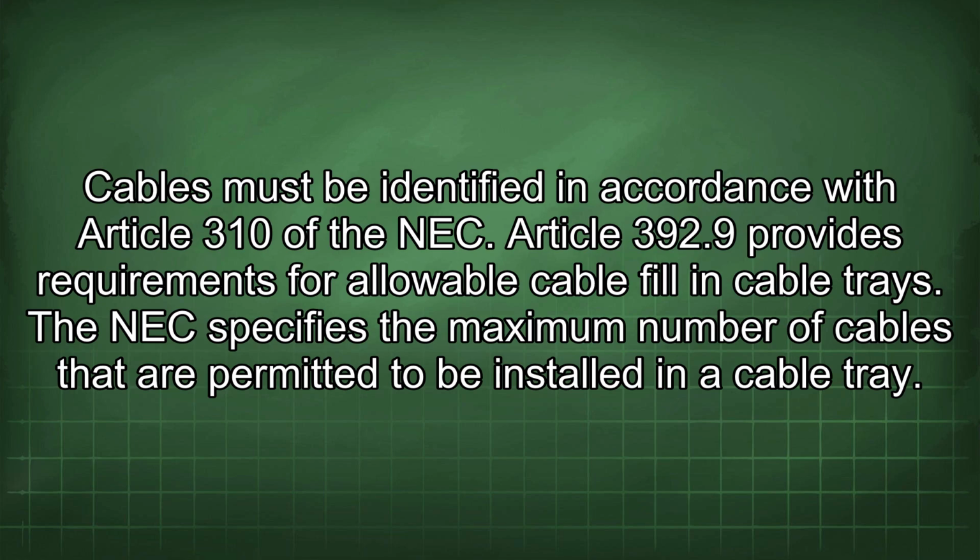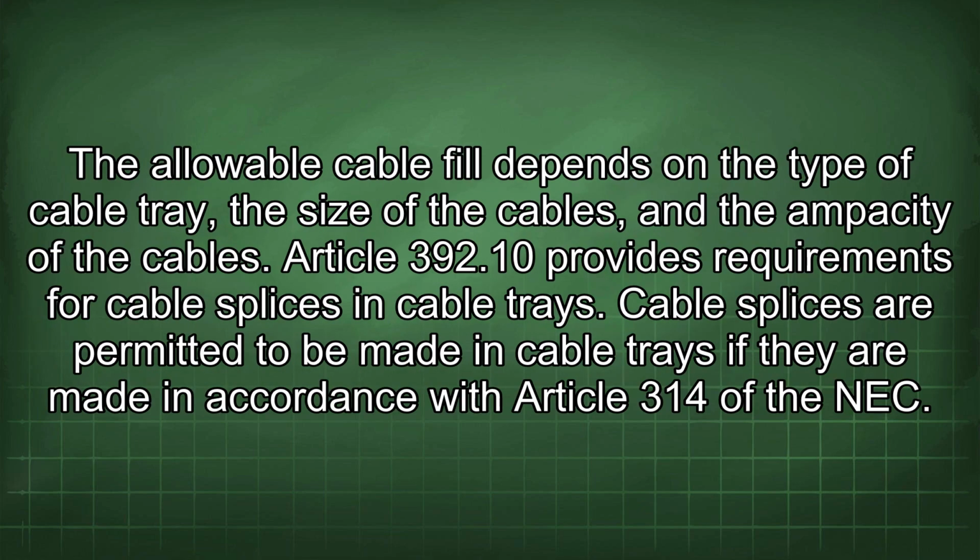Article 392.9 provides requirements for allowable cable fill in cable trays. The NEC specifies the maximum number of cables that are permitted to be installed in a cable tray. The allowable cable fill depends on the type of cable tray, the size of the cables, and the ampacity of the cables. Article 392.10 provides requirements for cable splices in cable trays. Cable splices are permitted to be made in cable trays if they are made in accordance with Article 314 of the NEC.